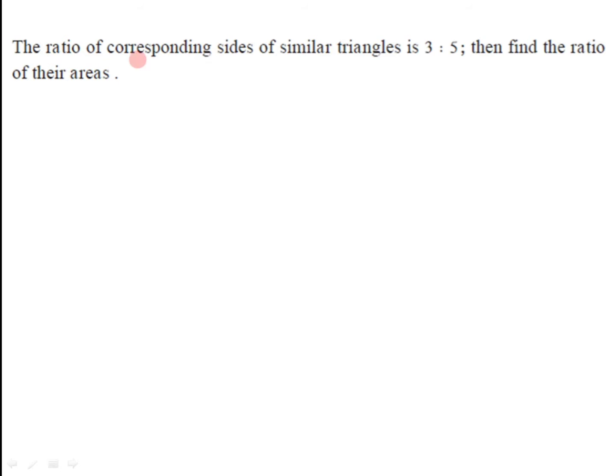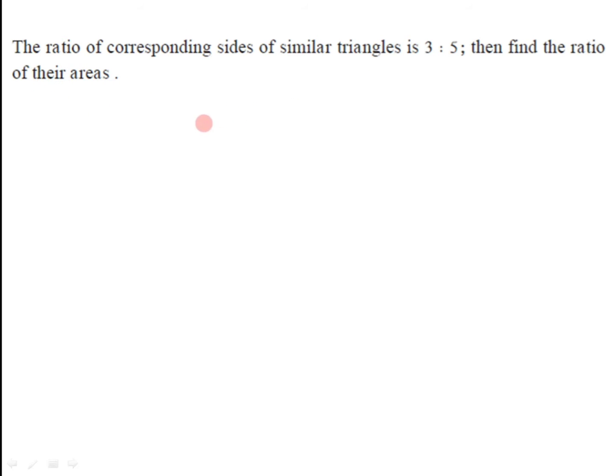Question is, the ratio of corresponding sides of similar triangles is 3:5. Then find the ratio of their areas. In this question, two triangles are given which are similar and the ratio of the corresponding sides is given to be 3:5. And from this we have to find the ratio of their areas.